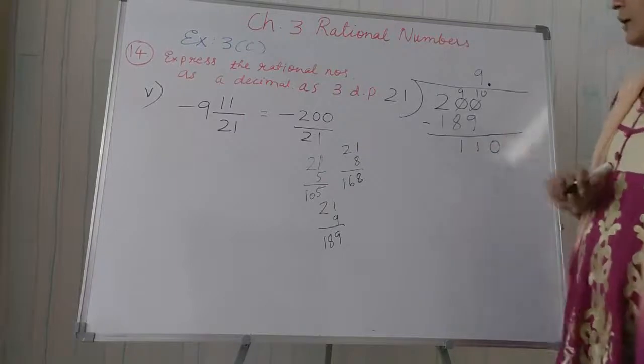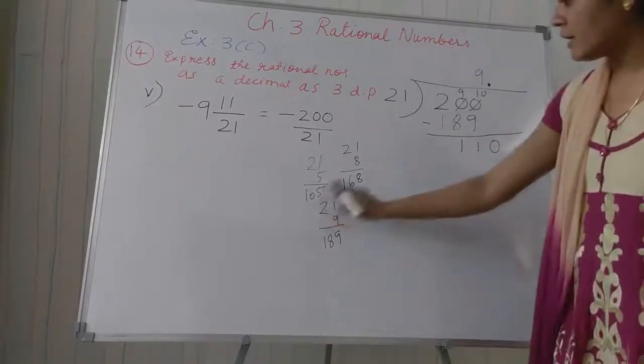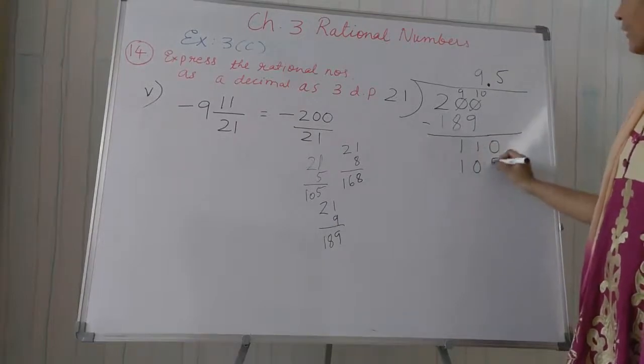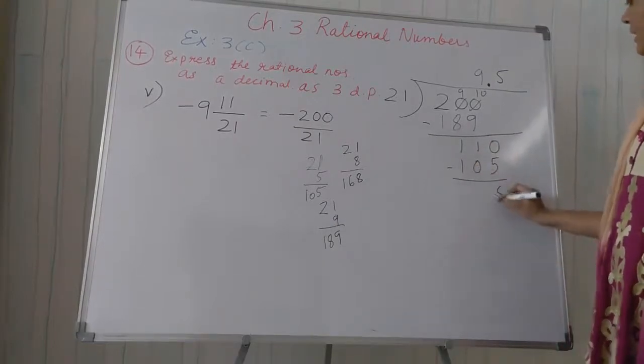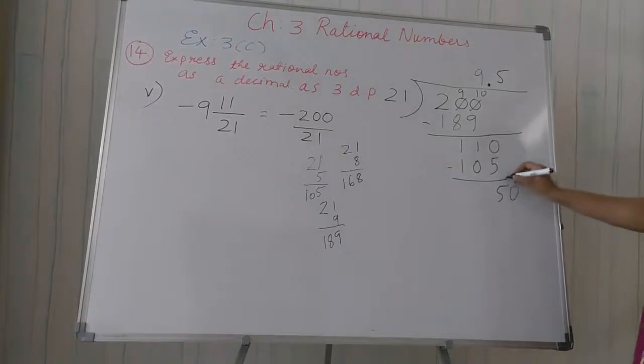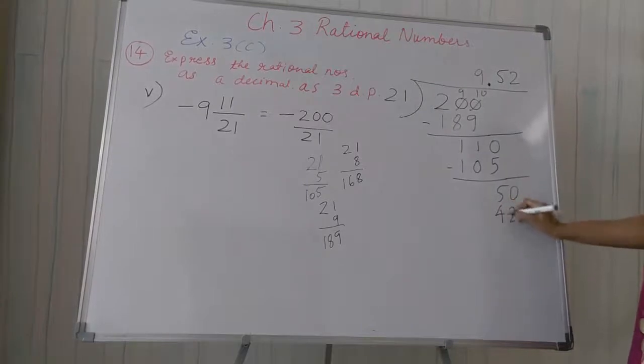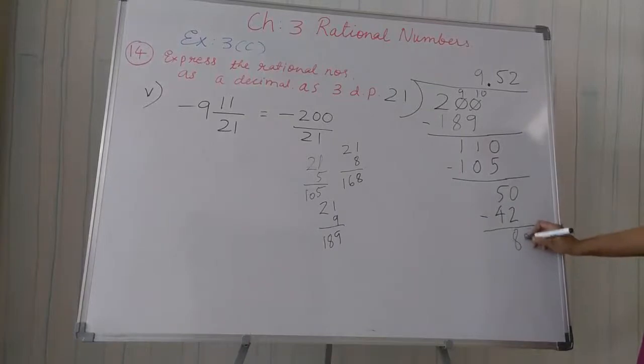So 110. So I can take 21 5s are, that is 105. By subtracting, I get 5. Can put 1 0 here. So now 21 2s are 42. I can put that. Then 8 remains. So I can put one more 0 here.